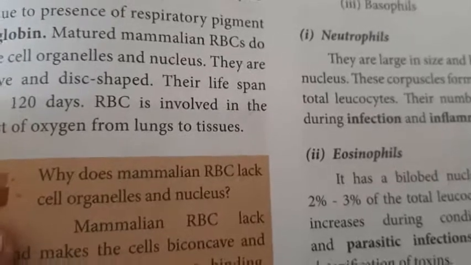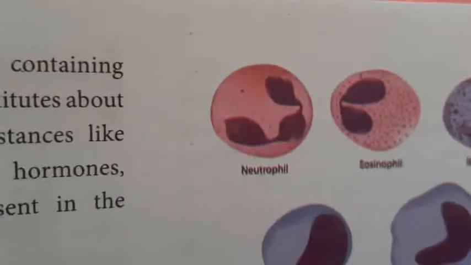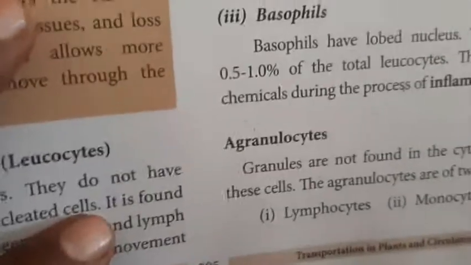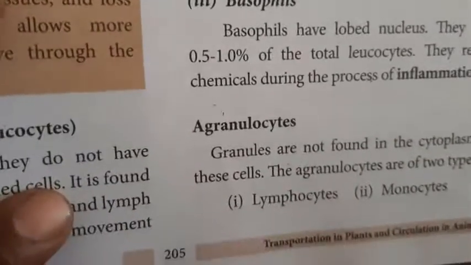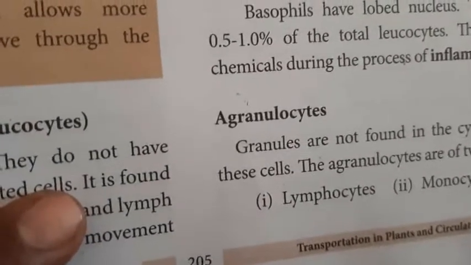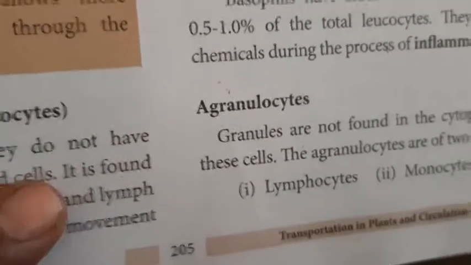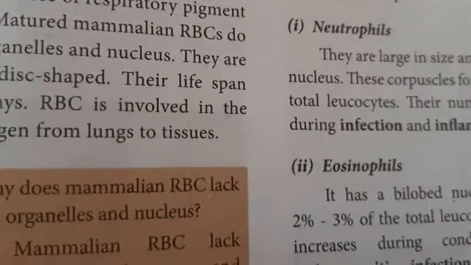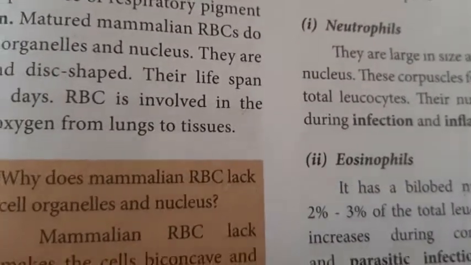Neutrophils are large in size and have a 2 to 7 lobed nucleus. Then eosinophils have a bilobed nucleus, bi meaning two lobed, and constitute 2 to 3% of total leukocytes. Their number increases in allergy and parasite infection, and they bring about detoxification of toxins. Neutrophils constitute about 60% of total leukocytes, and their number increases during infection or inflammation.